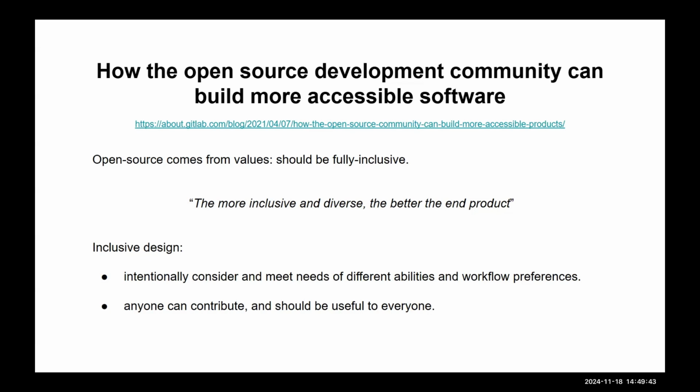So this is a GitLab blog post on how the open source community can build more accessible products. And they say that open source comes from values. And so those values should involve the point that your software should be fully inclusive. So you don't want to leave too many people out. And because we're doing open source, we can customize the software, we can make different versions for different types of people, depending on what their needs are. And there's this quote that they give, which is the more inclusive and diverse, the better the outcome.